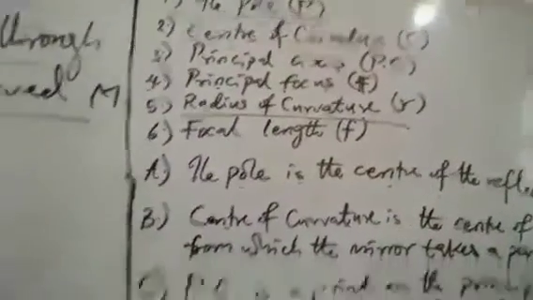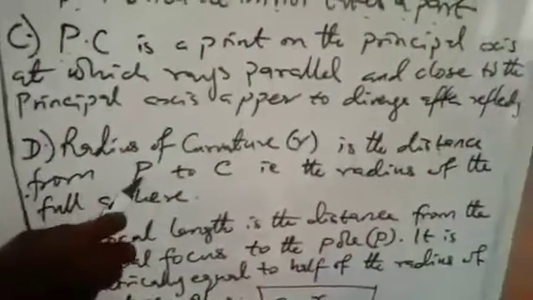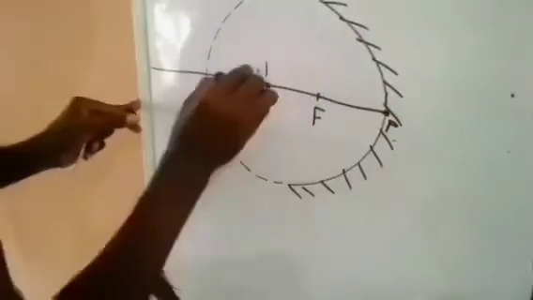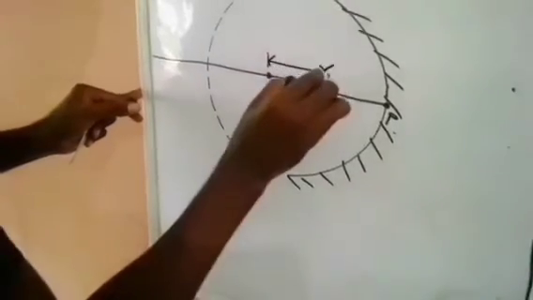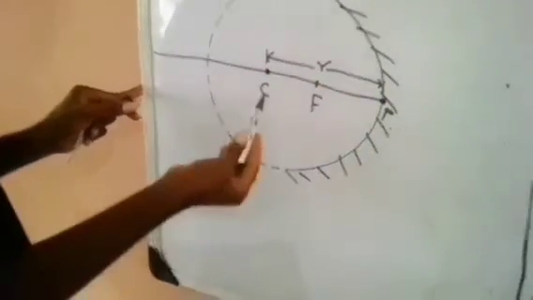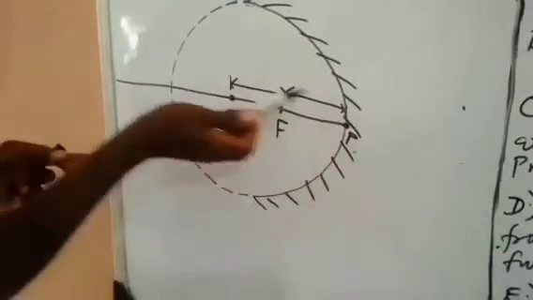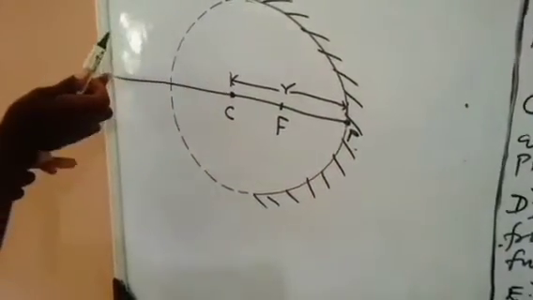Okay, the next one is what? The radius of curvature, R. The radius of curvature is the distance from the pole, which is our P, to C, which is our center of curvature. So our radius of curvature is from here to this point. From the center of curvature to the pole is our radius of curvature. But the entire line is what we refer to as the principal axis.